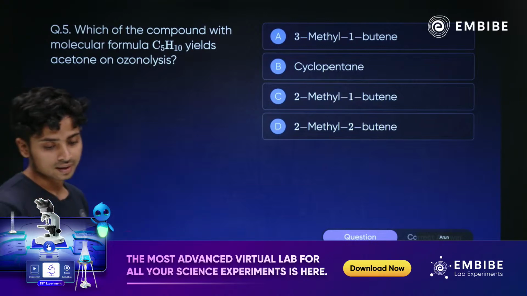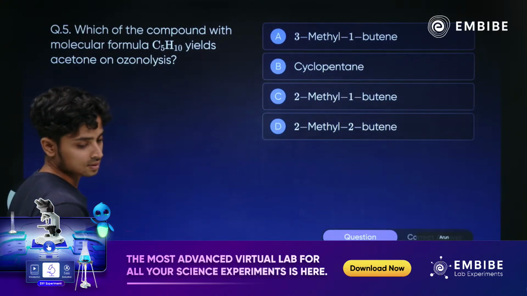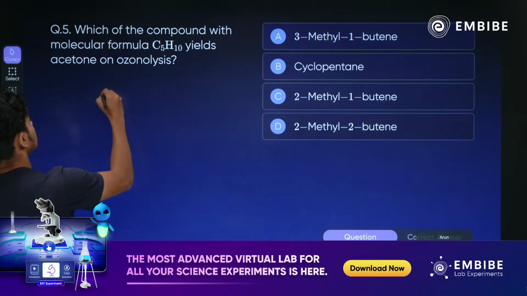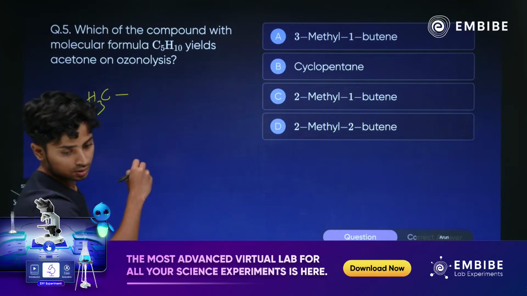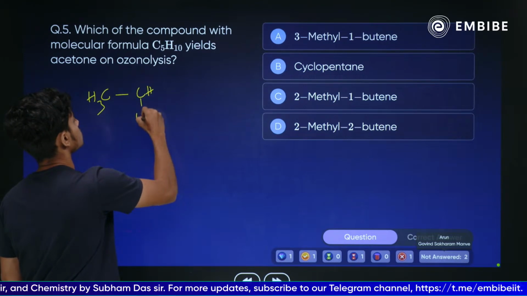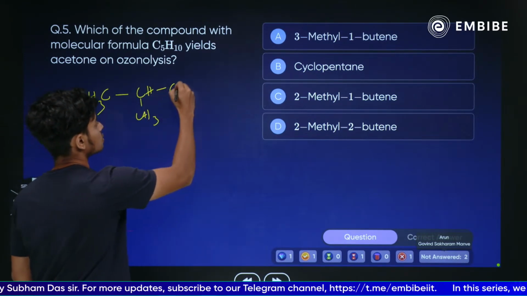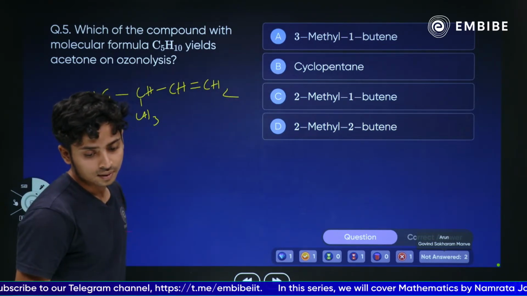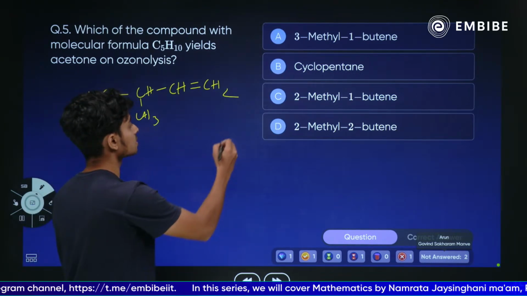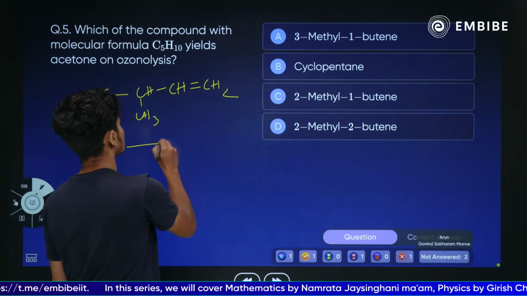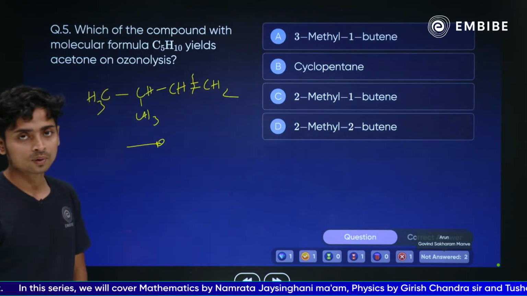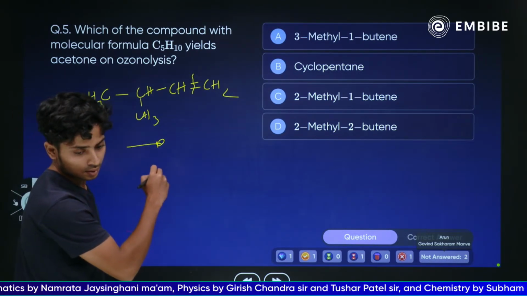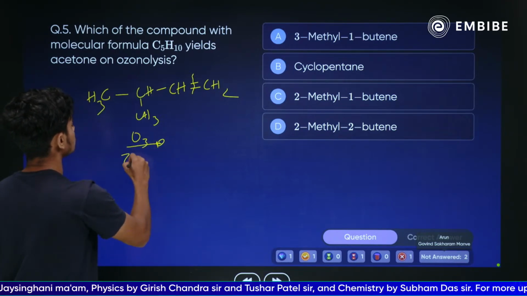The first option is 3-methyl 1-butene. 3-methyl 1-butene looks like this: CH3, CH, CH3, CH double bond CH2. This is your 3-methyl 1-butene. If you do ozonolysis at the site of the double bond, you should get your carbonyl compounds. So just add an oxygen there. So you have O3, Zn/H2O.